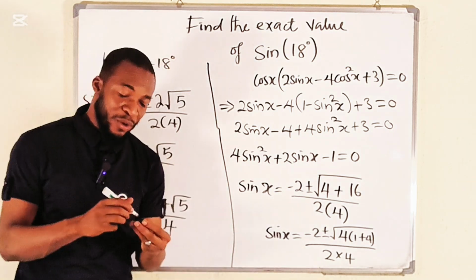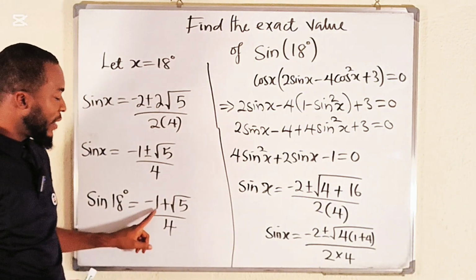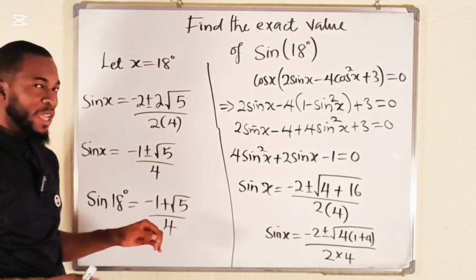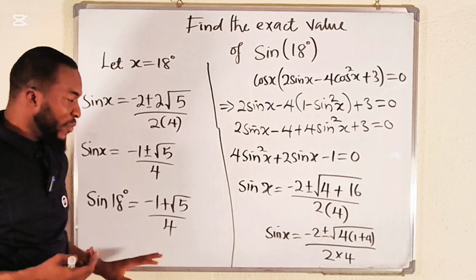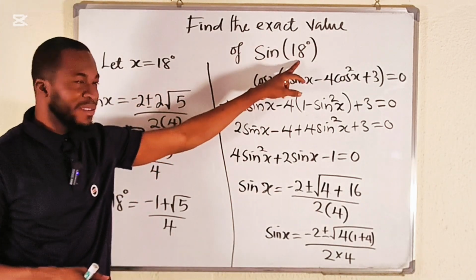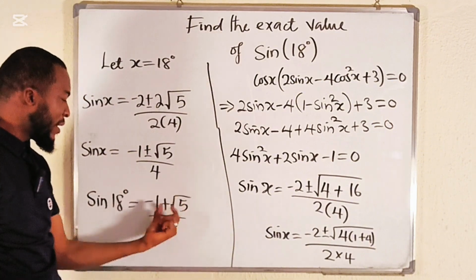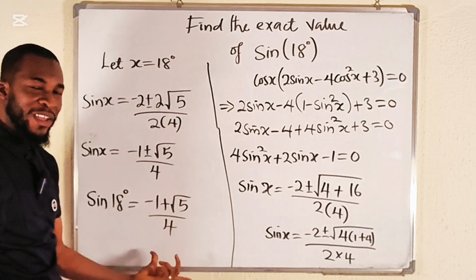So one thing you can do in order to confirm is to take your calculator, press negative 1 plus square root of 5 divided by 4. It will give you some decimal numbers. Write it down. Then take the same calculator, press sine of 18 degrees. It will surely give you the value you have obtained by evaluating this value right here.